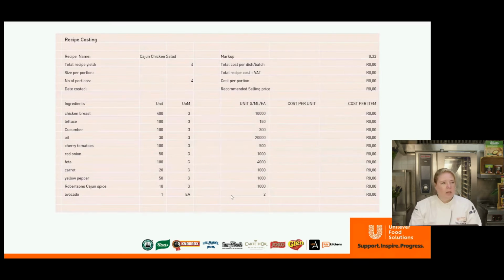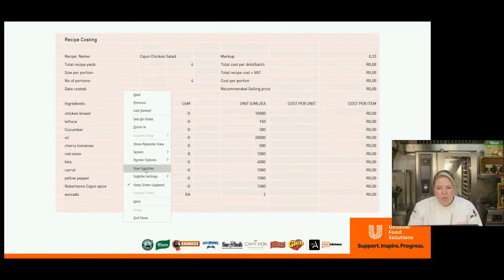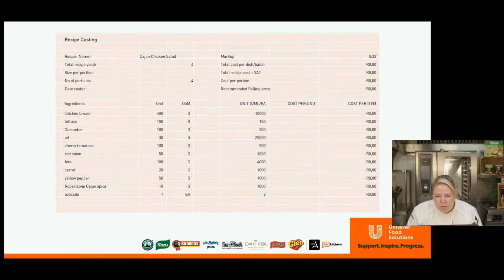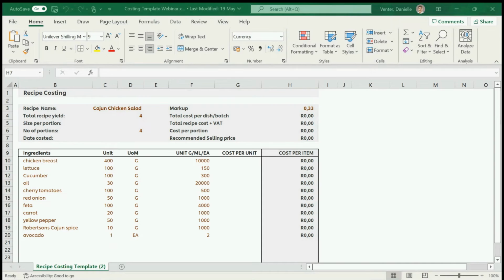I will now switch over to an example. Okay, so let me do an example for you on a recipe.